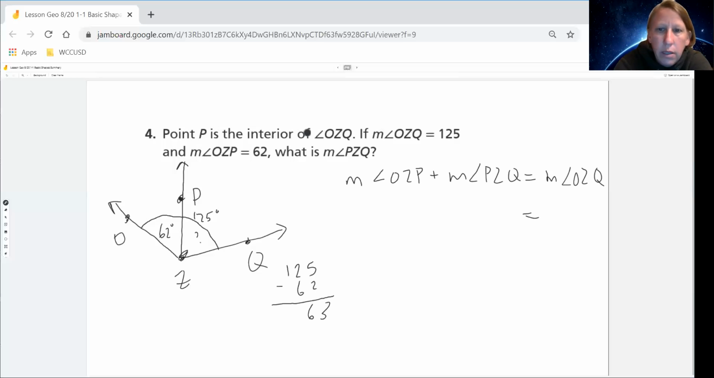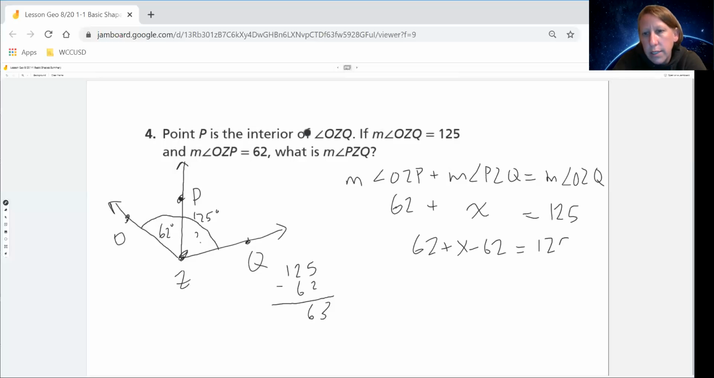And OZP we can substitute out for 62. And PZQ is what we're trying to find. So we could call it X, or we could leave it like that. And then OZQ is 125. And then you're doing your algebra problem, which is 62 plus X, minus 62, and 125 minus 62. And that gets you the same exact answer we got before, which is 63. Okay, but I almost made a mistake. Are we done?